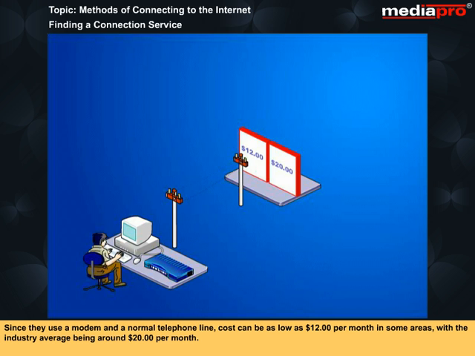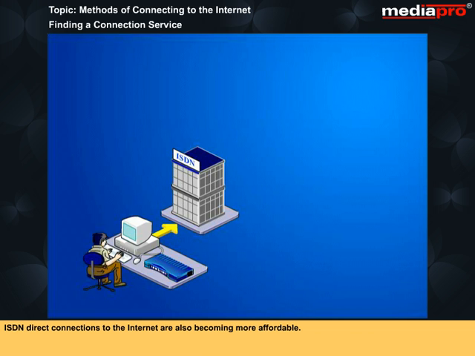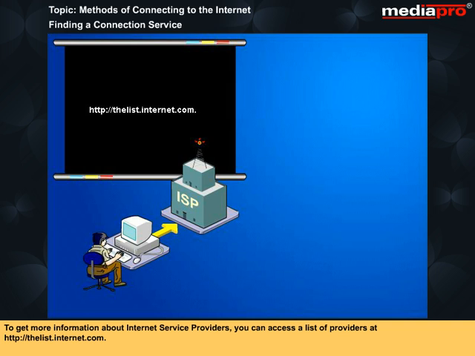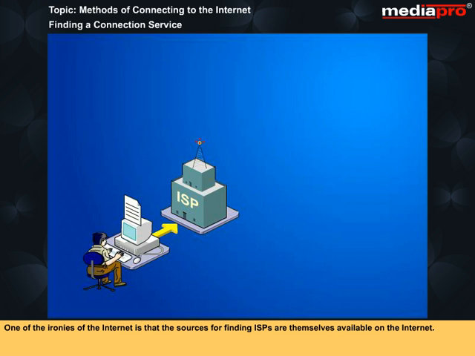Since they use a modem and a normal telephone line, cost can be as low as $12 per month in some areas, with the industry average being around $20 per month. ISDN direct connections to the internet are also becoming more affordable. To get more information about internet service providers, you can access a list of providers at thelist.internet.com. One of the ironies of the internet is that the sources for finding ISPs are themselves available on the internet.